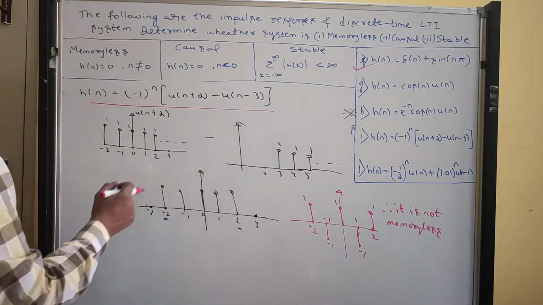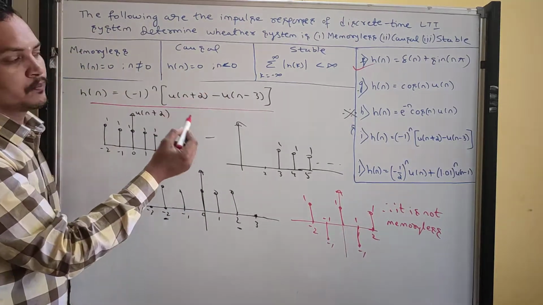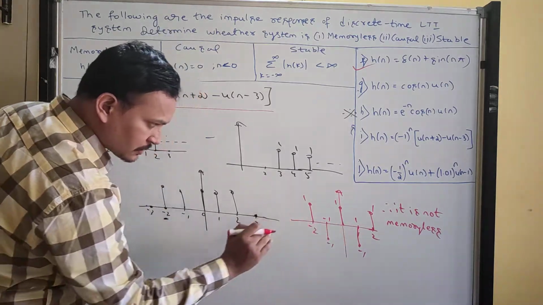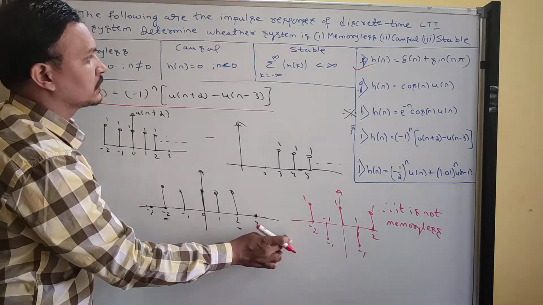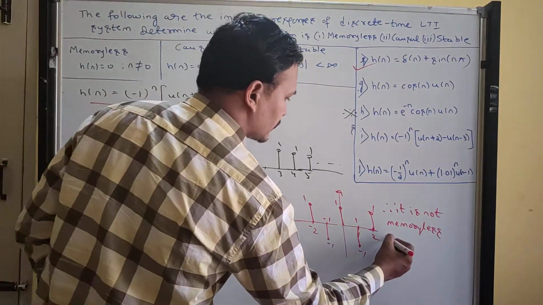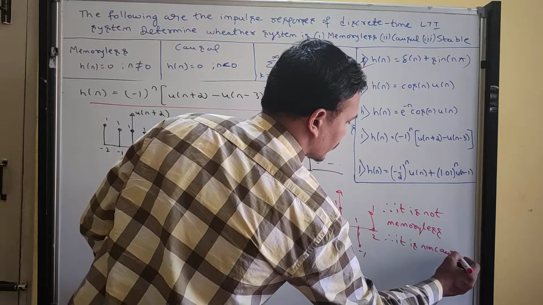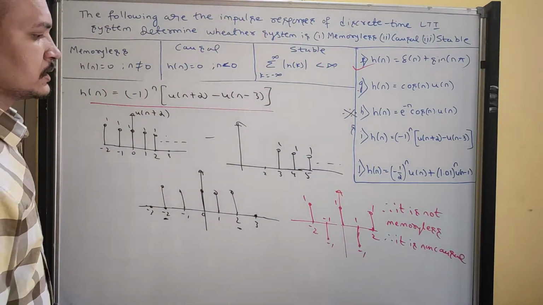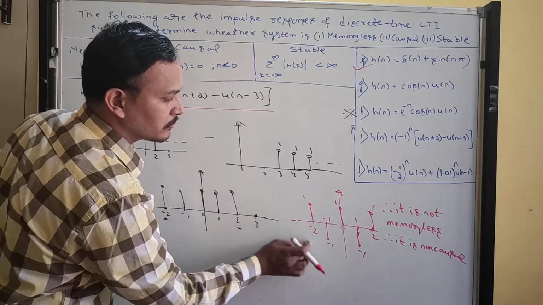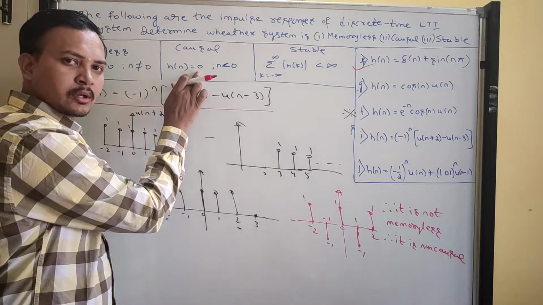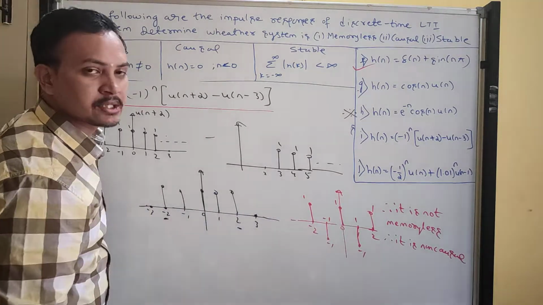Next, what about causality? Check this condition: h[n] equals 0 for n less than 0. Here, for n less than 0, h[n] is present in this problem, so it is not 0. Therefore, it is non-causal. For n less than 0, if the magnitude were 0, then you could say causal, but it is not 0 in this case. Hence it is non-causal.